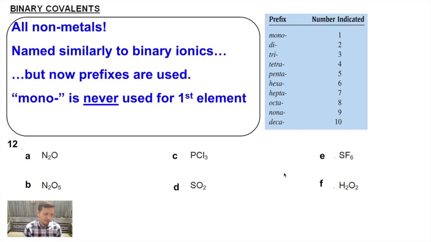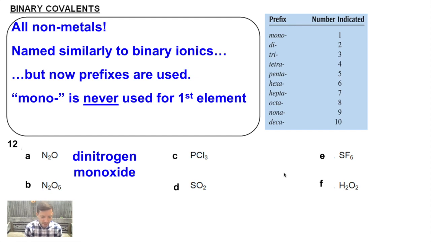Some special cases, mono is never used for the first element. So if I have N2O, there's 2 nitrogens and 1 oxygen. We call it dinitrogen, meaning two nitrogens, and monoxide. Why not monooxide? Well, the 2 vowels back to back sound a little bit stuttering, so we drop one of them. It's not incorrect, but you usually see just monoxide.